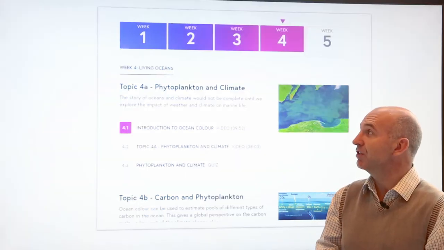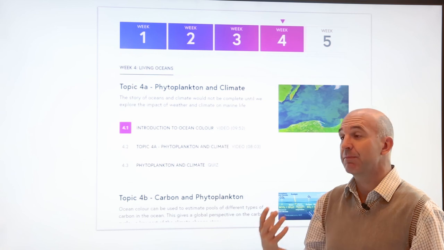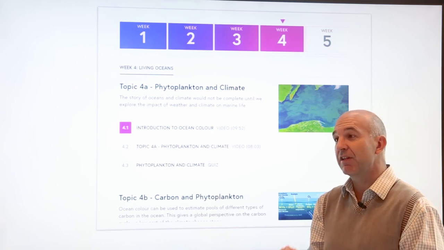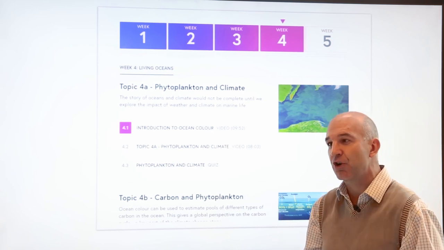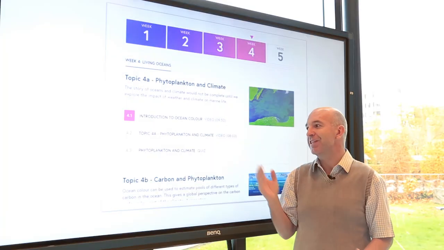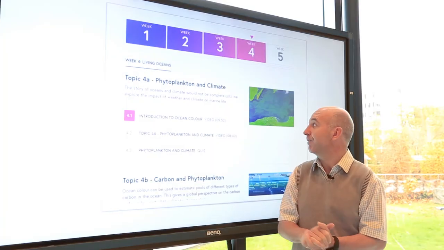Next week, we're going to turn to the life of the ocean. So looking at phytoplankton and climate and the amount of life that exists and thrives within the ocean environment. For me, this is quite an exciting week. We get onto the health of fish stocks and things.